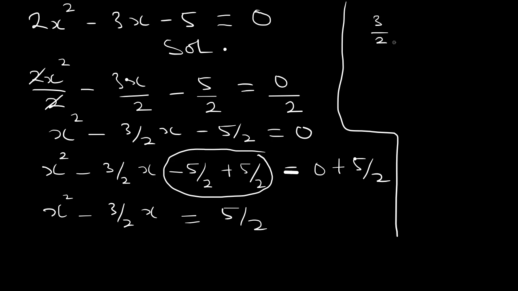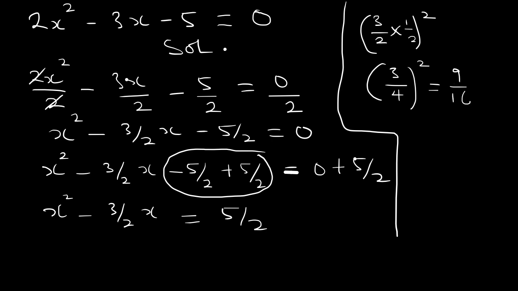Now we are going to divide 3 over 2 by 2, and it is the same thing as multiplying by 1 over 2. So dividing a number by 2 is the same thing as multiplying that number by 1 over 2. We do that and square the result: 3 times 1 is 3, 2 times 2 is 4. So that gives us 3 over 4 squared, and 3 over 4 squared is the same thing as 9 over 16. So at the left we are going to add this value to both sides of the equation.